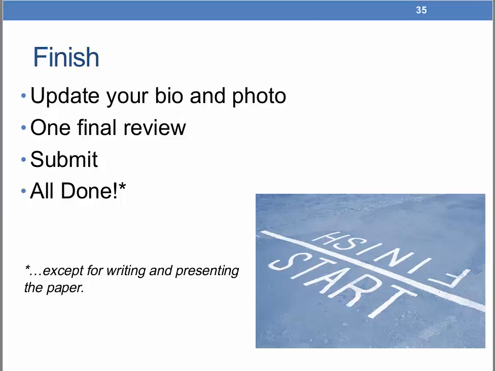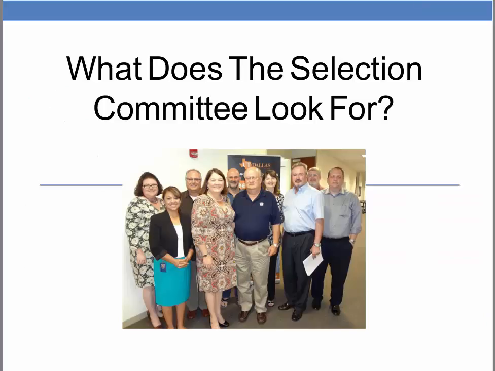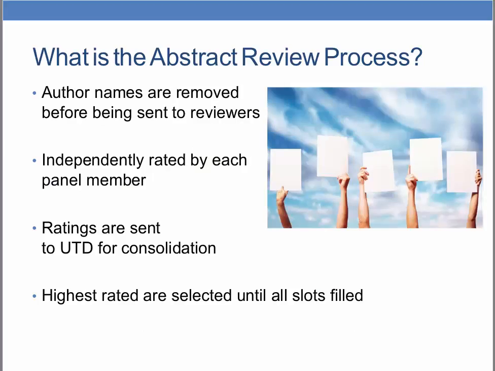You've crossed that finish line, except for, if this abstract is selected, the whole writing of the research paper and presenting the paper at the event. So yay, you made it. Let's talk a little bit about what the selection committee looks for. This is a selection committee from a couple of years ago, and the abstract review process. We're often asked, how are these abstracts reviewed, and what process does it go through once you hit the email send and then you wait?